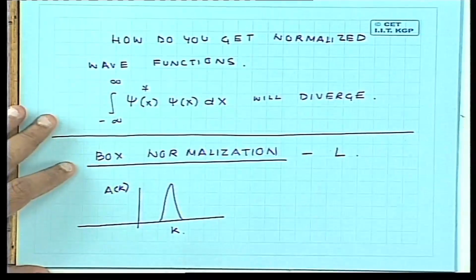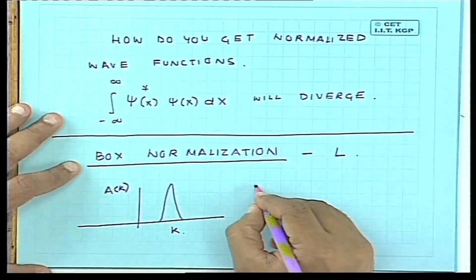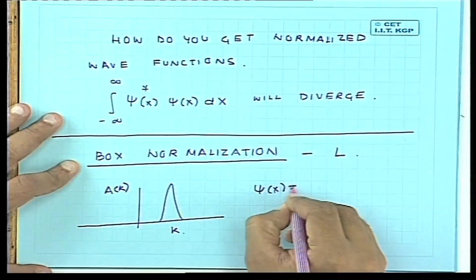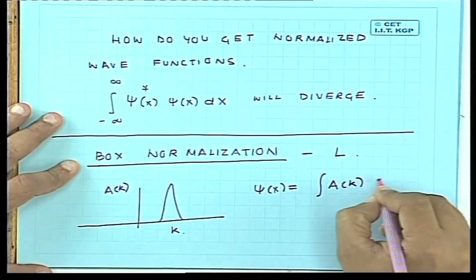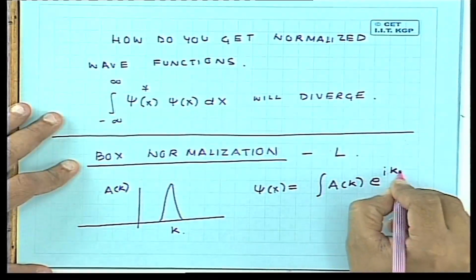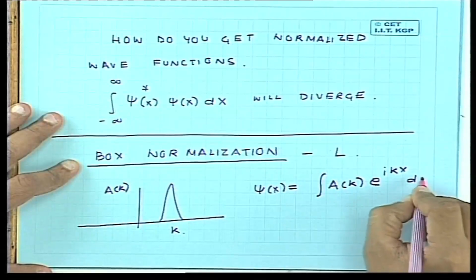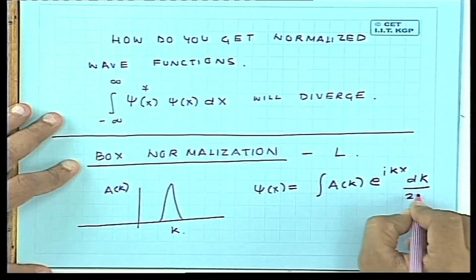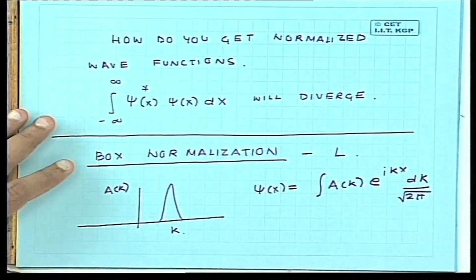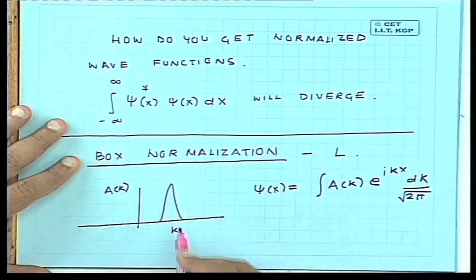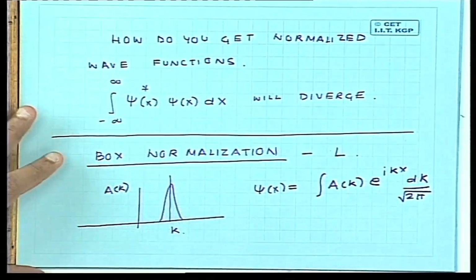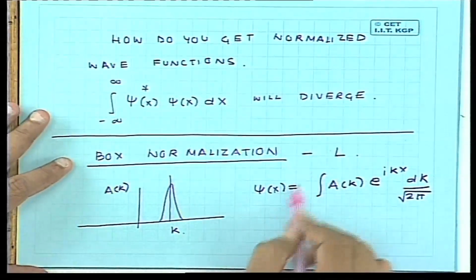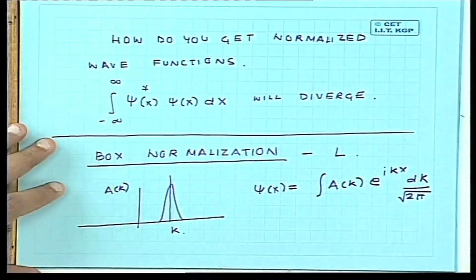so if this is the amplitude of k, you can superpose, so you can get a psi x by superposing A(k) e to the power ikx dk by 2 pi square root, with some finite width in k centered around the value you wanted to have, for example the Gaussian wave packet, and you could produce normalized wave functions.